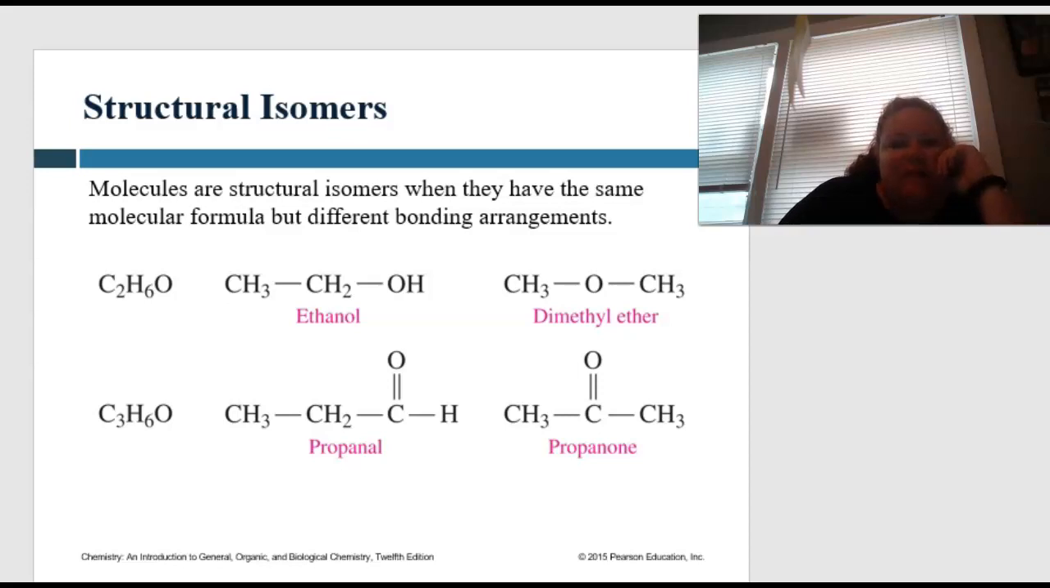So, structural isomers. We talked about isomers way back when we were first starting to learn about the periodic table. Molecules are structural isomers when they have the same molecular formula but different bonding arrangements. For instance, here we have the same chemical formula, C2H6O, but if it's arranged like this, CH3, CH2, and then OH on the end, the hydroxyl group, then it's ethanol. But if we put the oxygen in the middle, it still has the same chemical formula. If we do our equalization, we still have 2 carbons, 6 hydrogens, and 1 oxygen.